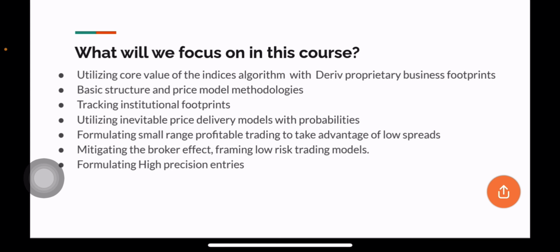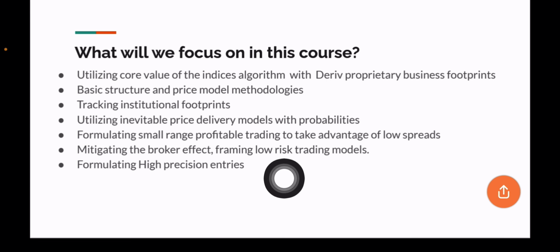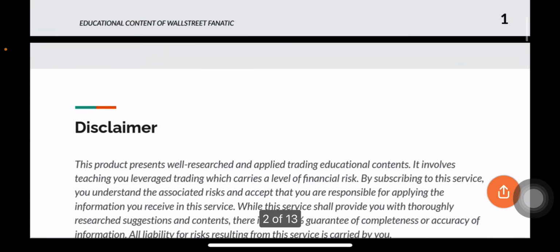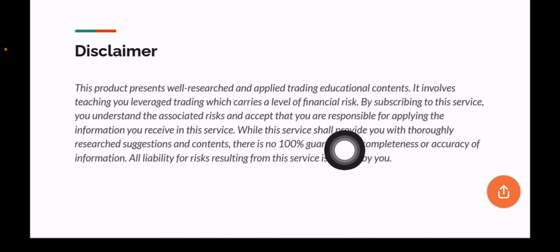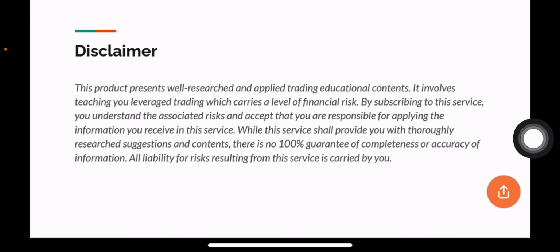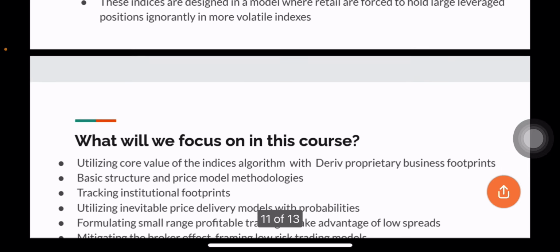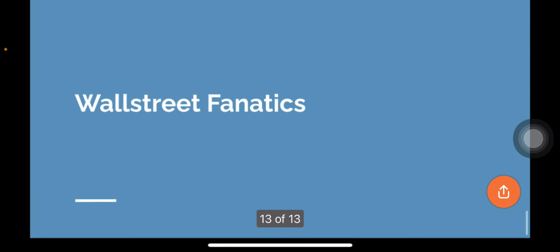If you are in the Wall Street Fanatic group, you will see some of us doing this high precision trading. We do it a lot there. You see many results, many reports where we were very precise. Of course, we are not perfect in this market. Remember the disclaimer at the beginning of this document: there is no 100% guarantee of completeness or accuracy of information, although this product presents well-researched and applied trading educational content. We have developed consistency in sniping in this particular market, and we are going to show everyone in this mentorship how we are able to do this consistently.